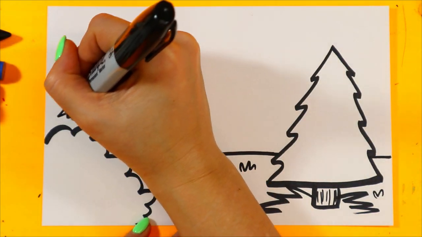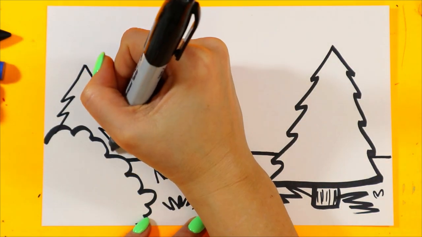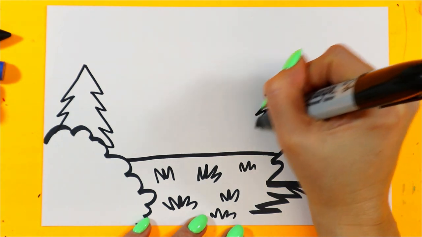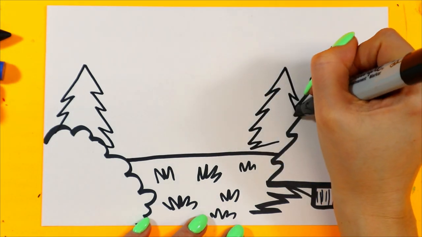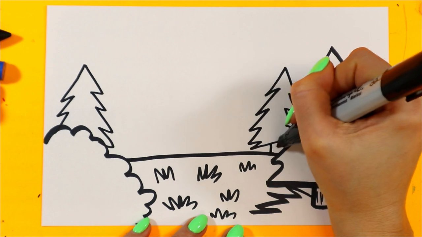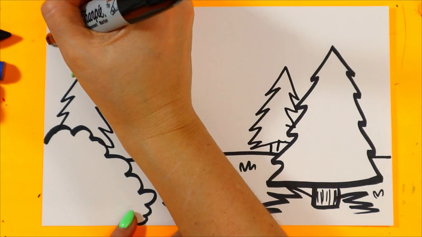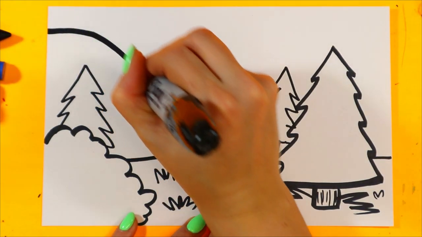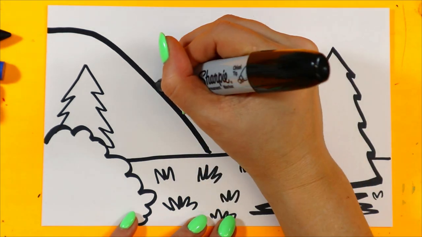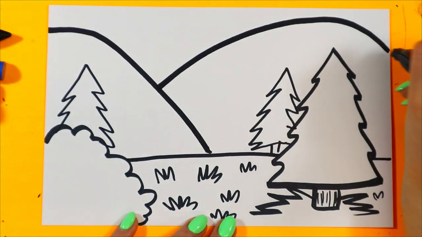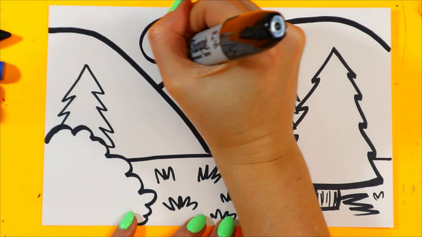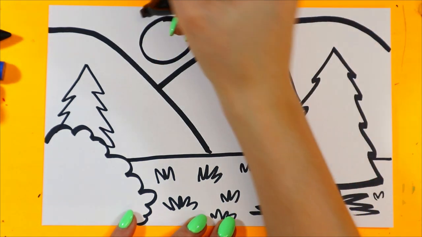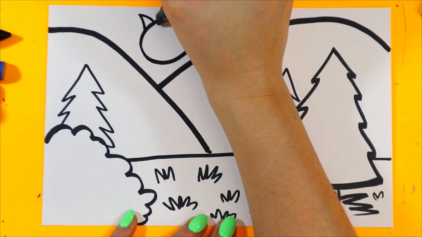Let's add a few more trees. And then we're going to add some hills and the sun with some sun rays.